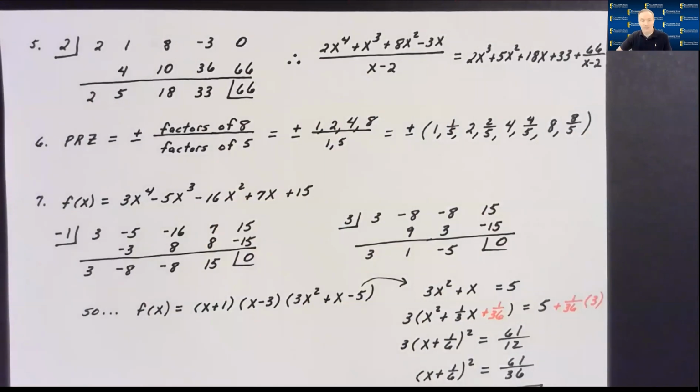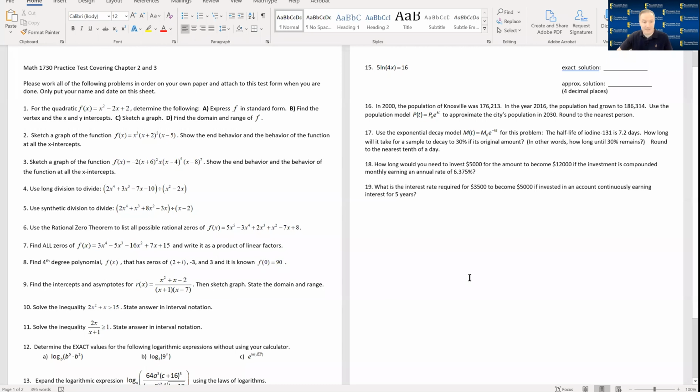Pretty easy problem. Now, for one that may not be as easy, oh, nice, yes, I like it. Find all the zeros of f of x equals 3x to the fourth minus 5x cubed minus 16x squared plus 7x plus 15.